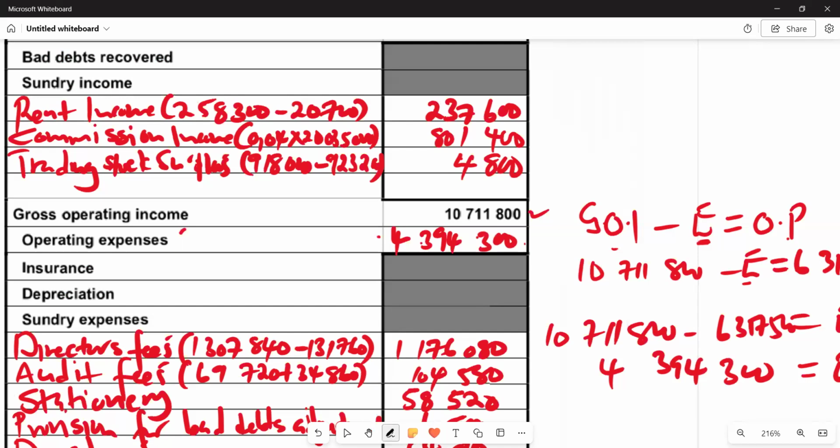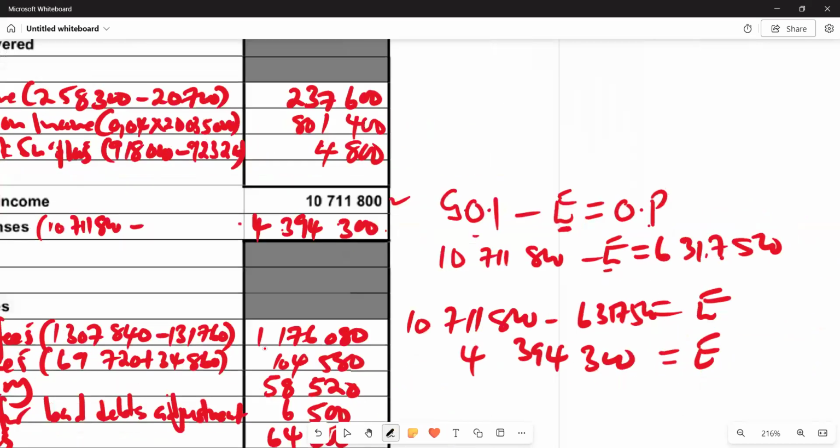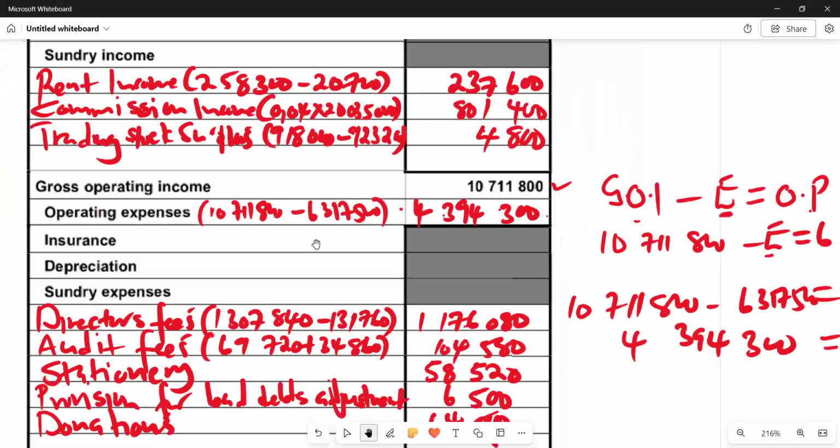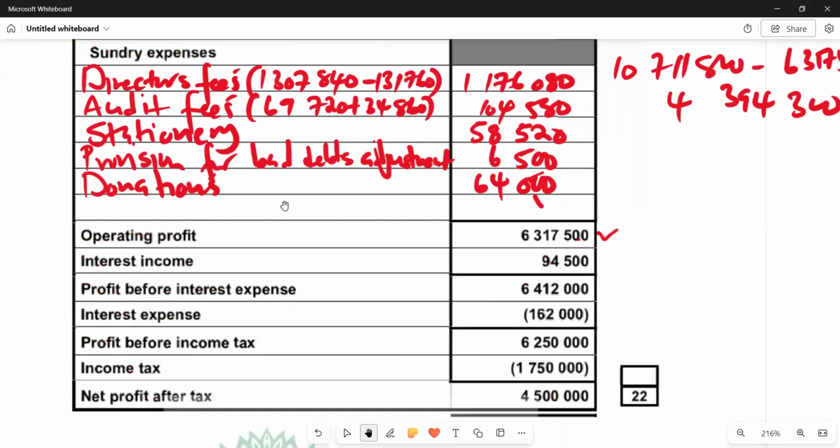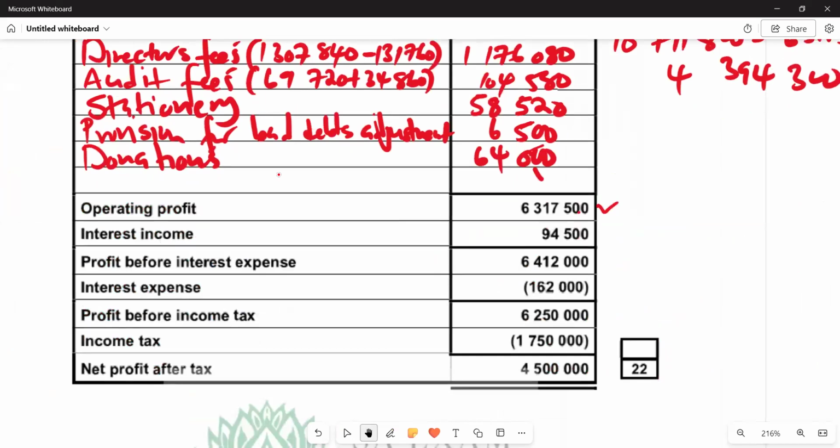Then here in brackets, you can just summarize the working, whereby we are saying 10,711,800 minus your operating profit, which is 6,317,500. Then we get that figure. So this is what we have, guys, according to this question. And we see that all the figures that follow are pre-populated. So this is what we have, guys, according to this video.